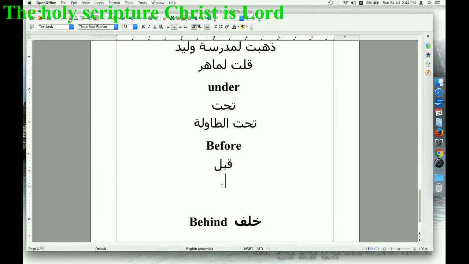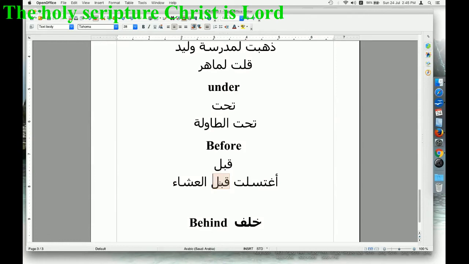So let us say اغتسلت قبل, let's say العشاء, which means اغتسلت, I washed myself or took a shower before dinner. So قبل here presents something that happened before something else.